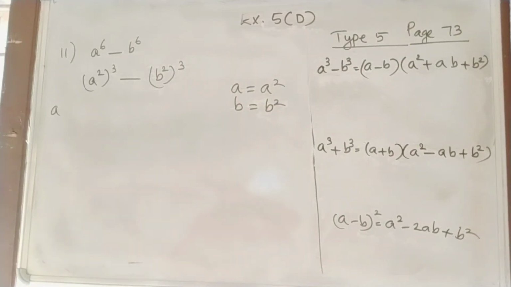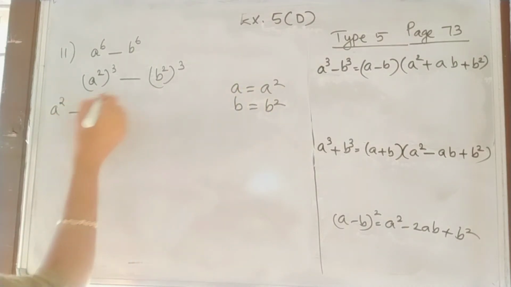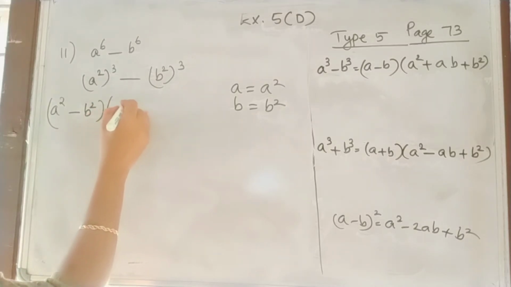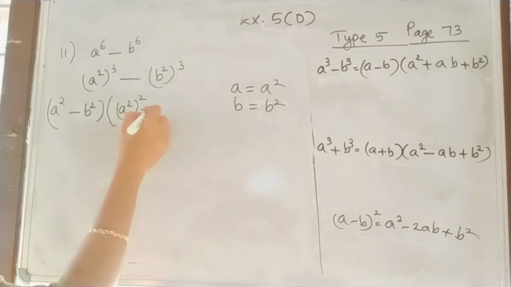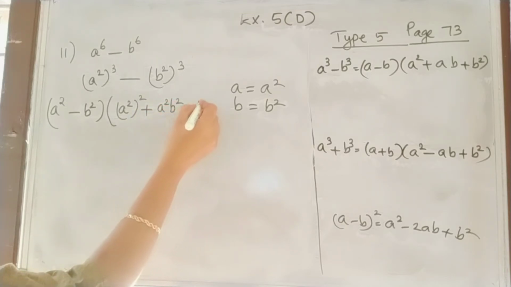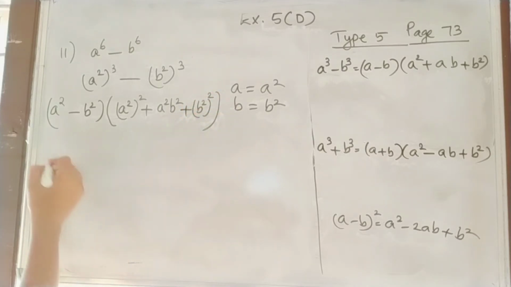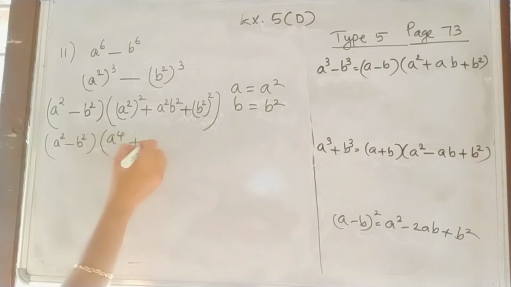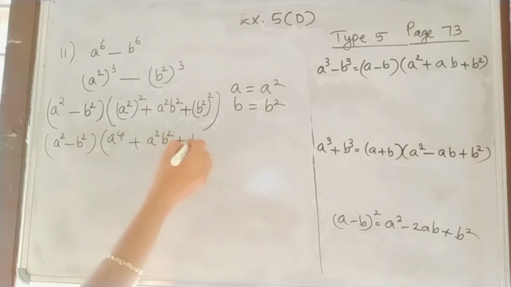So how can we write? A minus b, a cube minus b cube is what? A minus b into a square, that is a square the whole square, plus ab means a square b square, plus b square means b square the whole square. So a square minus b square into a raised to 4 plus a square b square plus b raised to 4. So how can we write this?